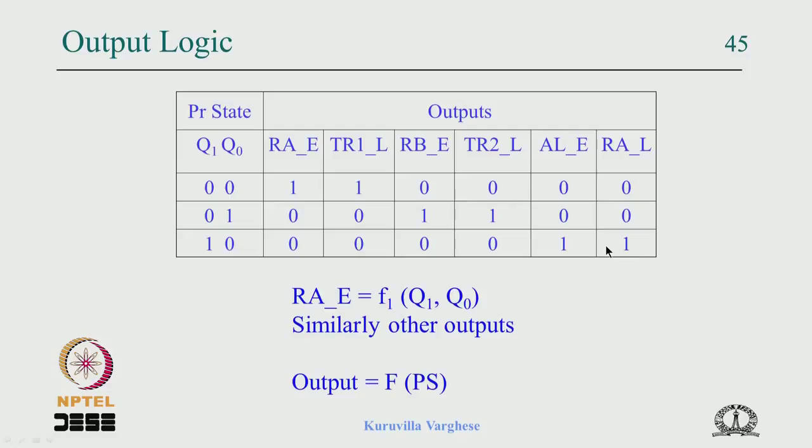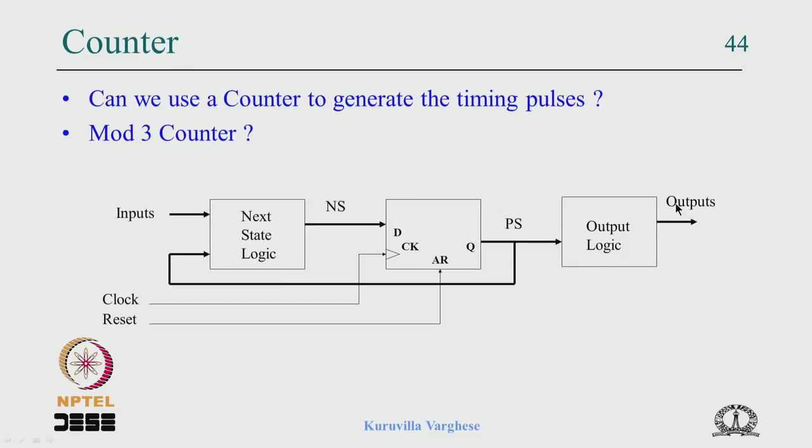Now it is very simple, for each output you pick up 1, form the min terms in terms of Q1, Q0, optimize it, come out with the equation. So for an example, you take this register A enable, that you will get as a function of Q1 and Q0 which is a present state. Similarly you can work out for all other 5 outputs. So we can say output is a function of the present state, you know, so the output is decoded from the present state and then we say output is a function of the present state, okay.